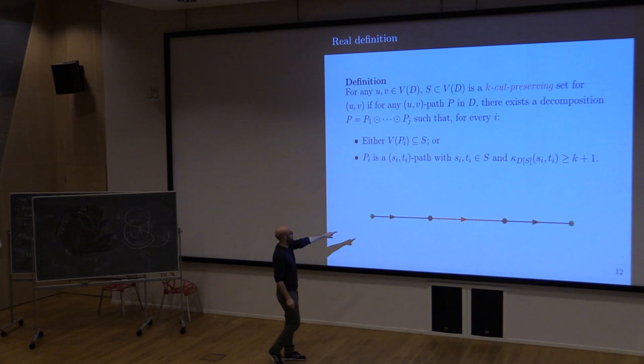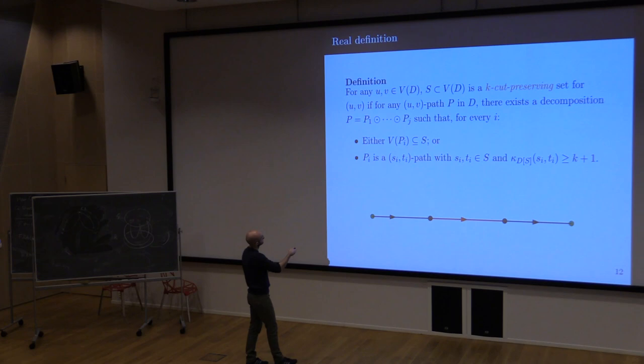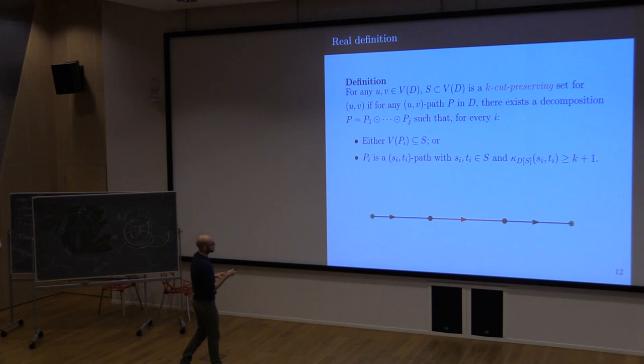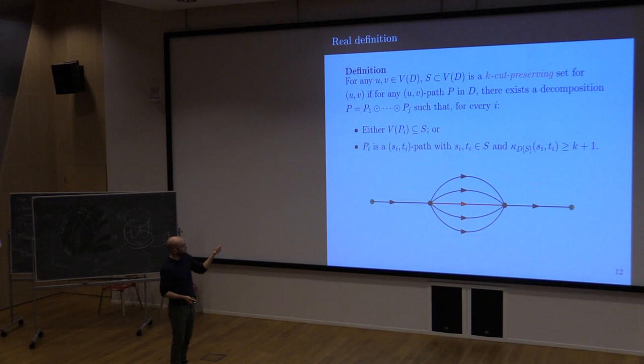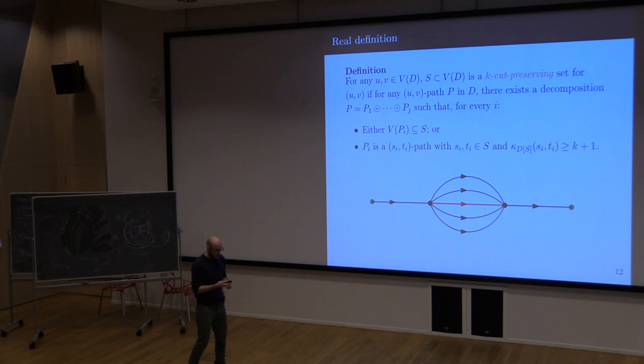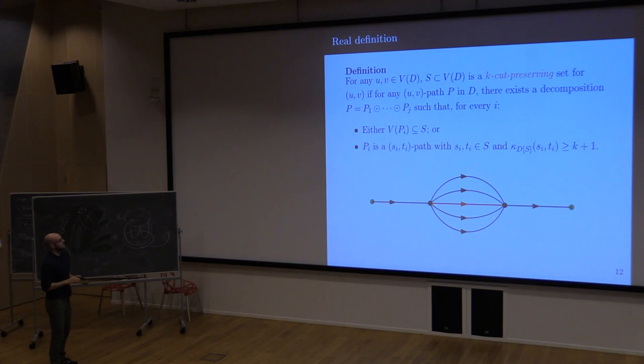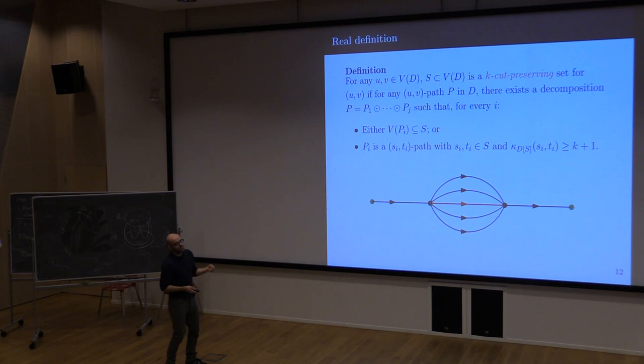Or you have a red subpath. And for these, you don't need that all of the vertices belong to S, but just the extremal points. And what you require in this case is that you can replace these paths by k plus 1 vertex disjoint paths between the same extremities in S. So that's the idea. So this is the full definition, and with this definition we're able to prove the induction.